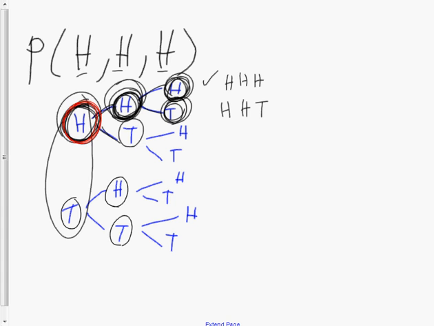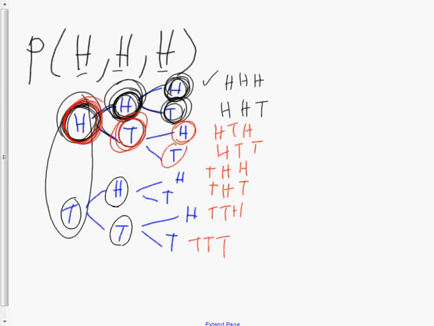Heads on the first, tails on the second, heads on the third would be right here. So it would be heads, tails, heads. Then heads, tails, tails. And then I'll just go tails, heads, heads, tails, heads, tails, tails, tails, heads, and tails, tails, tails. So we have 1, 2, 3, 4, 5, 6, 7, 8 possible combinations.